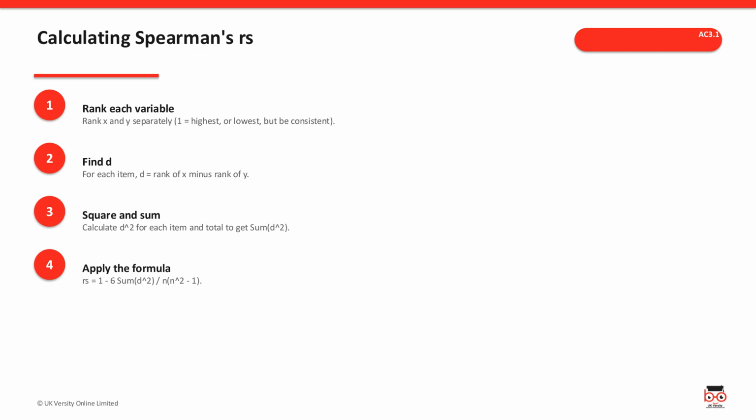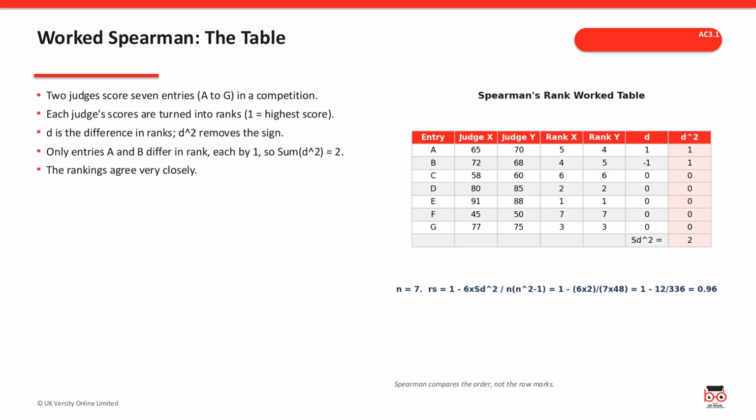For each item, work out D, the rank of X minus the rank of Y. Square each D and total them to get the sum of D squared. Then apply the formula. RS equals 1 minus 6 times the sum of D squared, over N times N squared minus 1. Let's picture two judges scoring 7 entries, A through G, in a competition.